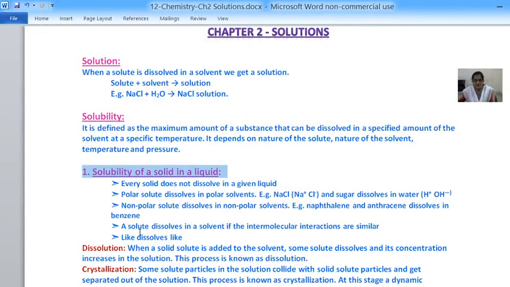So whenever a solute is dissolving in a solvent, the intermolecular interactions will be similar. So we can sum up like this: like dissolves like. That is, polar solutes dissolve in polar solvents, and non-polar solutes dissolve in non-polar solvents.